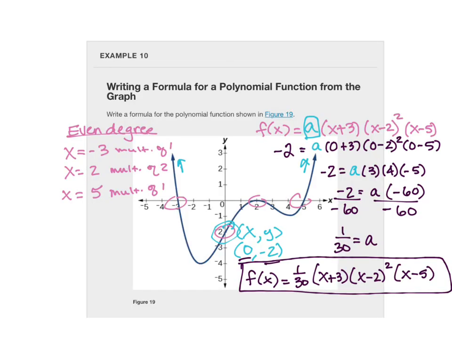Okay, well, the majority of your homework is going to be from this right here. Being able to pick up your zeros, plug in any point for x and y, and use that information to solve for A. You got it? Yeah. Okay. Bet.